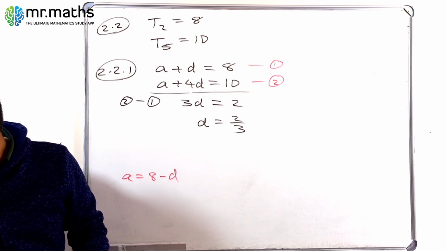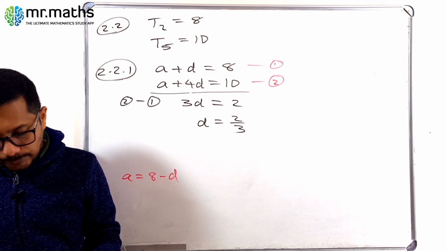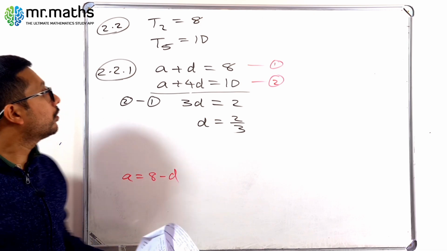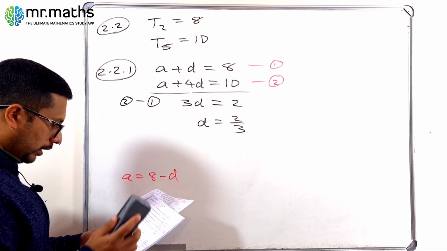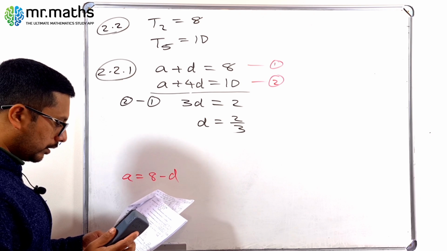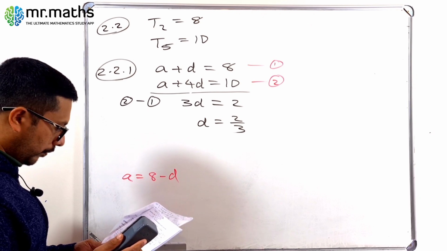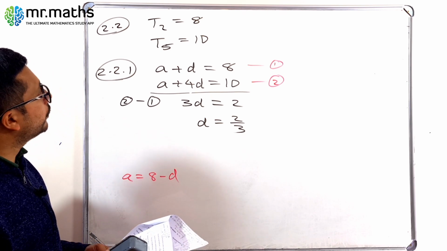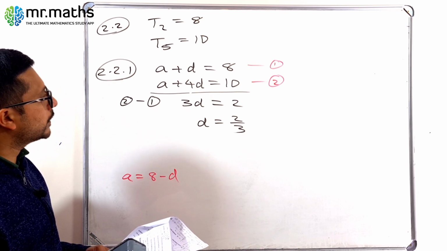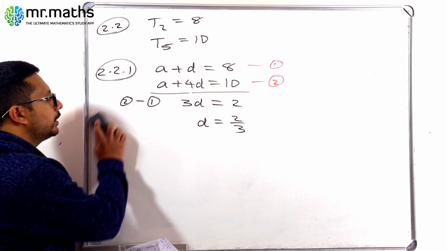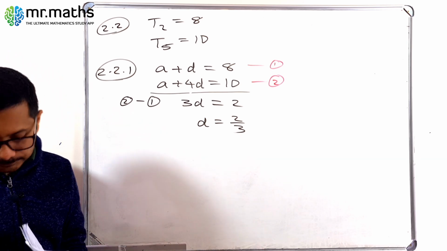Now next question. Question number 2.2.2. What is that question? Write down the sum of the first 50 terms of this sequence. You have to find the sum of the first 50 terms. So what I'm going to do is, before, okay, let me write it here. Okay, that's more easy.